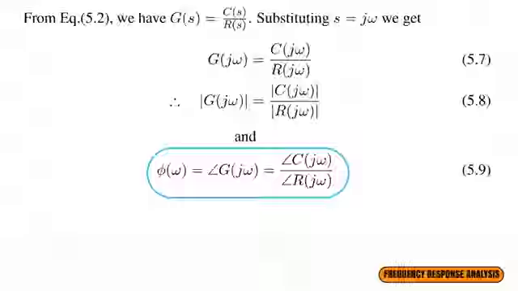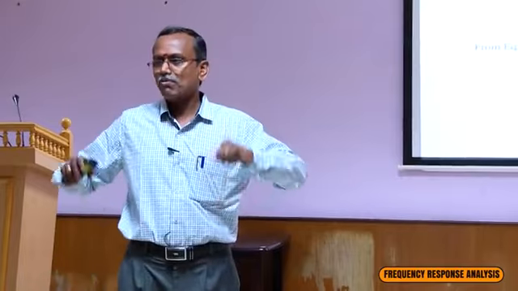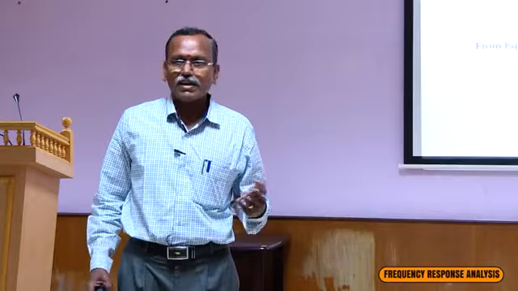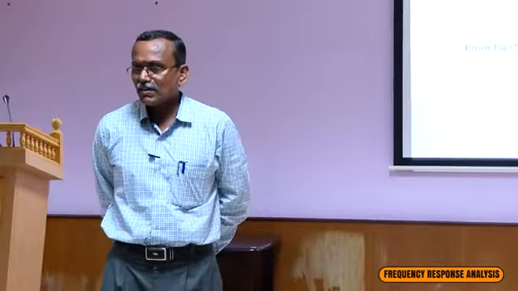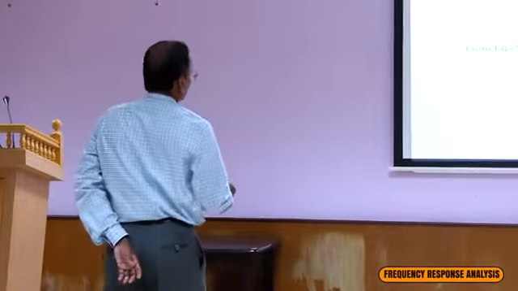So the output response can be defined by the modulus of G of j omega and phi of omega, instead of defining it by B omega multiplied by sin of omega t plus phi omega. Instead of telling it like that, I can say it this way. The magnitude is B omega; in other words, the magnitude is the modulus of G of j omega. As omega varies, the magnitude varies. I can simply say the phase shift is the angle of G of j omega. In that way, I can represent it.